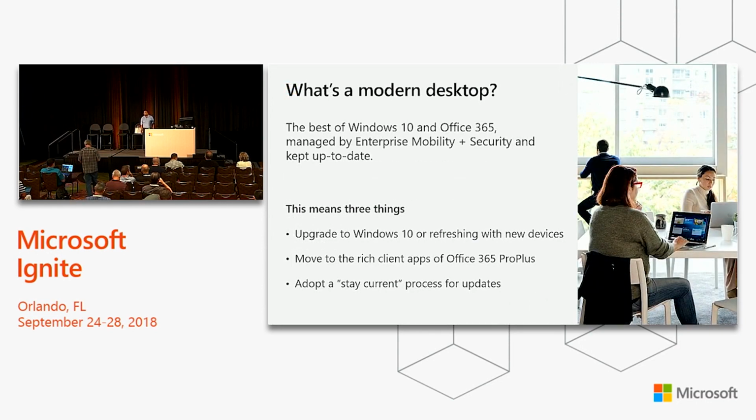So let's baseline. What is a modern desktop? In a nutshell, a modern desktop brings together the best of Windows 10, Office ProPlus, and Enterprise Mobility plus Security. It essentially means three things: moving from Windows 7 to Windows 10, moving from perpetual Office to Office ProPlus, and ensuring you have a strategy to keep both Windows 10 and Office ProPlus up to date. So the next question, where do we start?